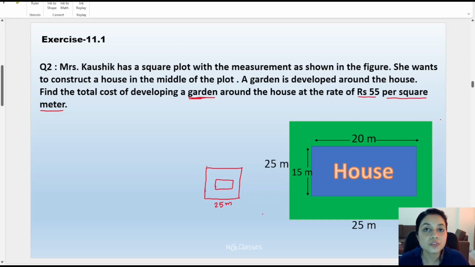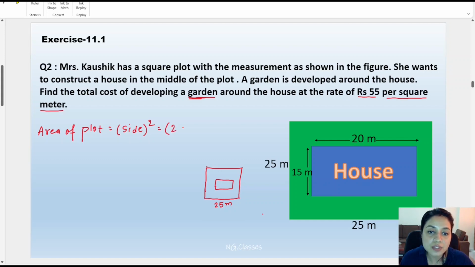Here at first we will find the area of the square plot, the total plot. Let's see what's the area of the total plot. So area of plot is equals to, it's in square shape. So formula for square's area is side square, which means 25 square, and that will give 625 meter square.